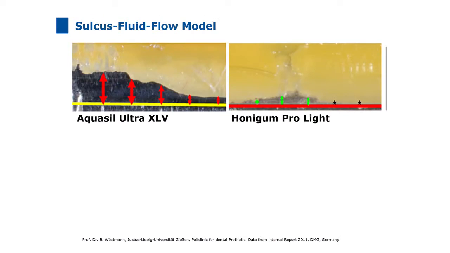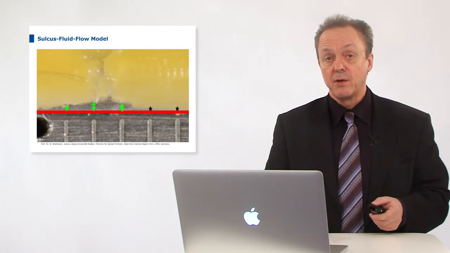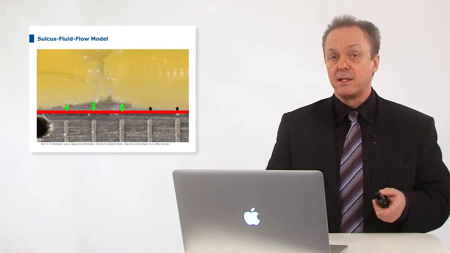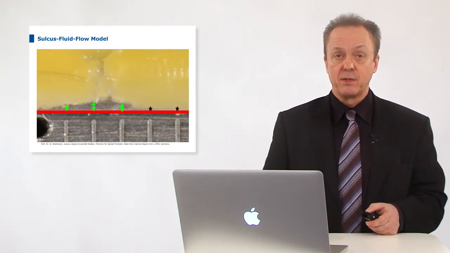The yellow and the red line represent the bottom of the sulcus. It can be seen very clearly that Honigum Pro Light completely reaches the base, even though in some areas only in a thin layer. The competitor material does not perform as well. It remains visible above the line. Here you have a better view over the thin layer of Honigum Pro Light.